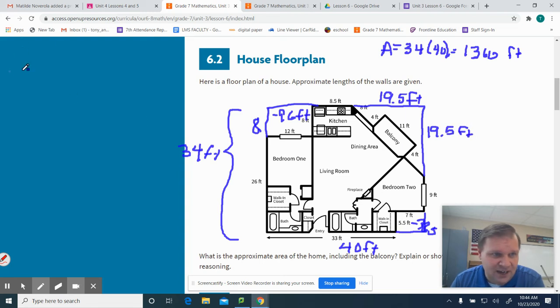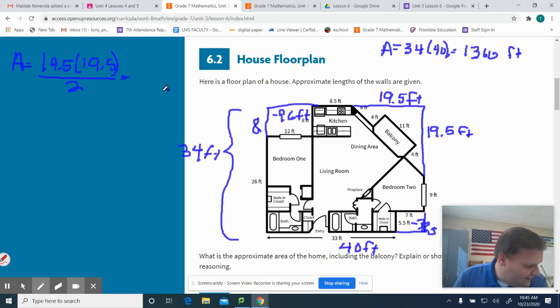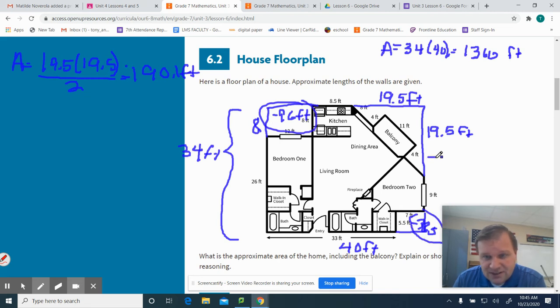So the area of a triangle, I'm going to go over here and do that. I have to do 19.5 feet times 19.5 feet, and I've got to divide all of that by 2 because I have a rectangle. And when I did that, I got somewhere around 190.1 square feet for that area that I want to take away. So now I've got to take away this, I've got to take away this, and I also have to take away that 190.1 square feet. Okay, I have to take that away.